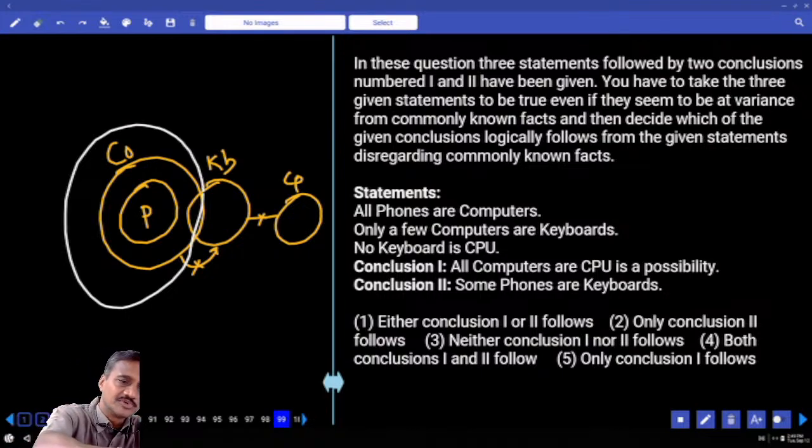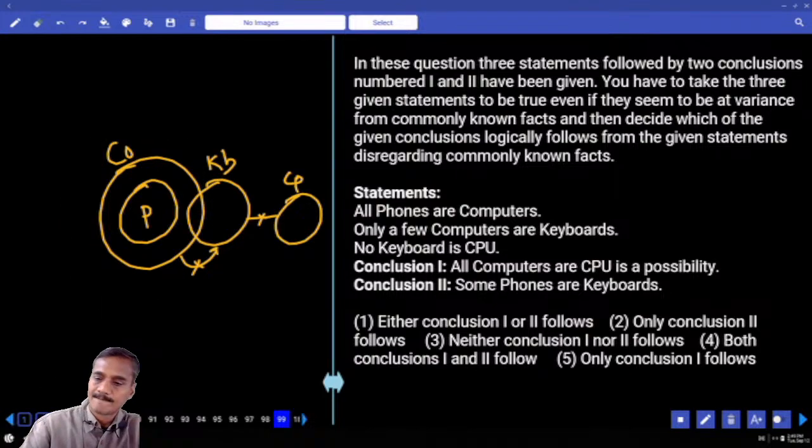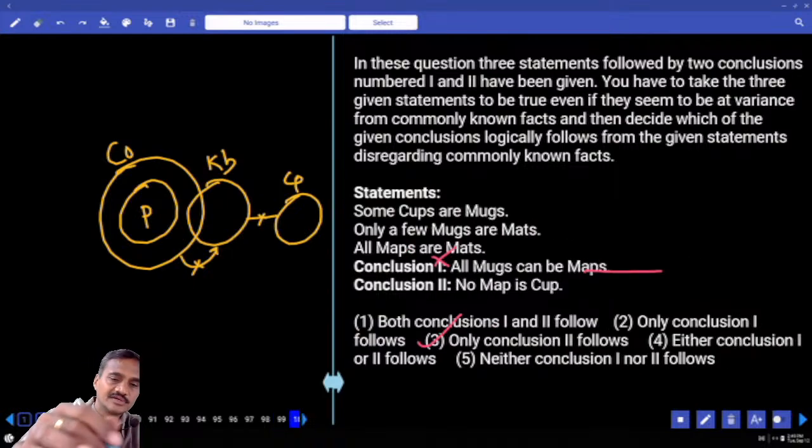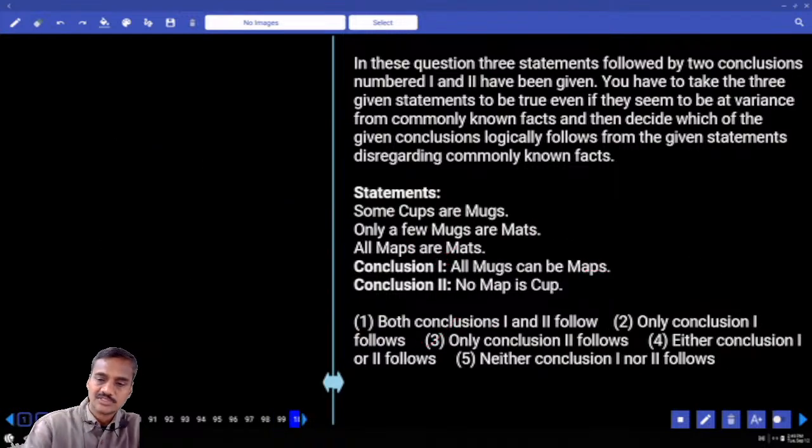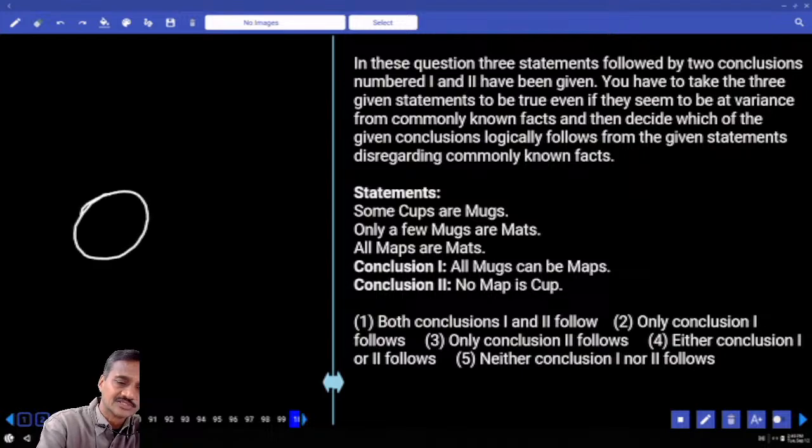Hence, as it is not possible, here the possibility is not possible. Then some phones are keyboards. Now that is also false. Neither one nor two, choice 3. 99. And finally 100, some cups are mugs. Some cups are mugs can be written as, now these are the cups that are mugs.